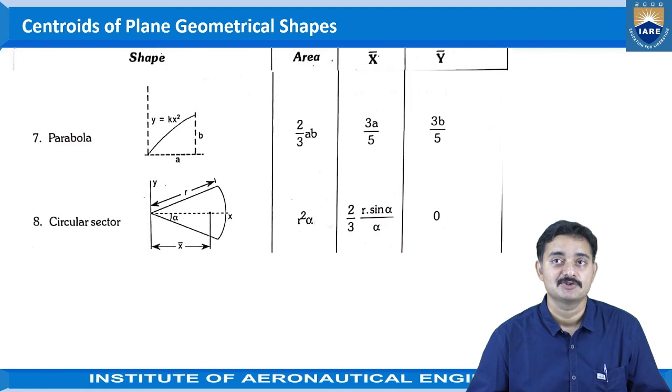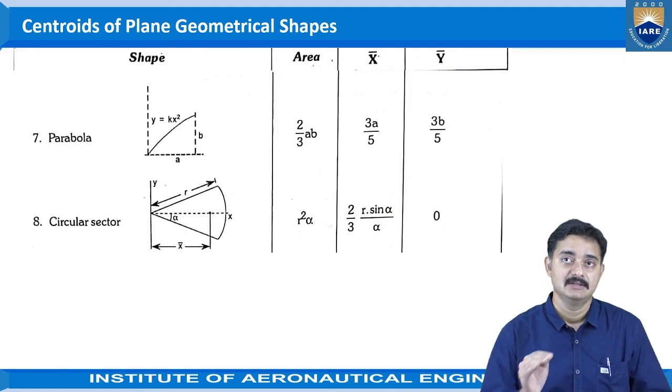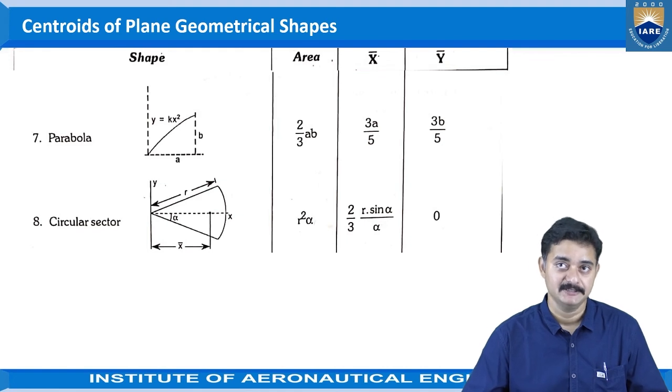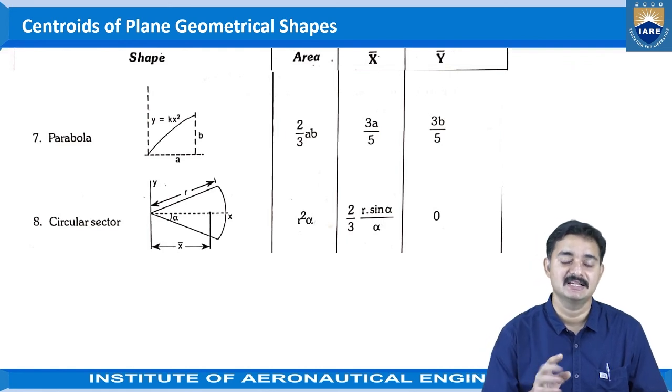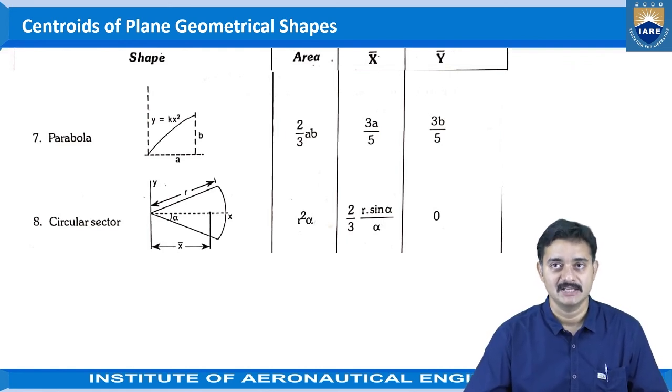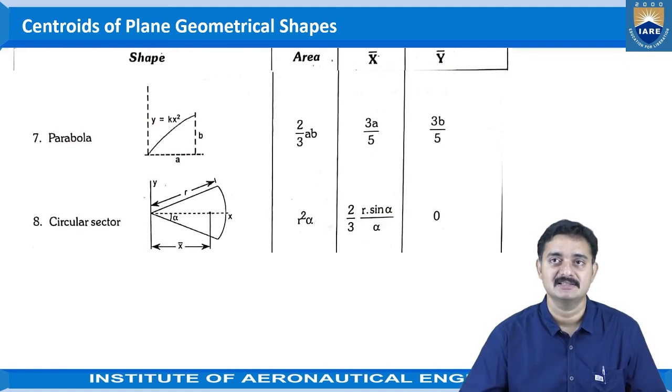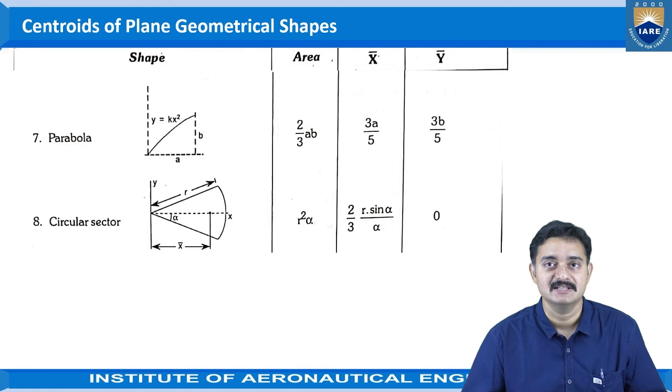And the y bar shown here is 0, because the x-axis being considered here passes through the centroid of the object, so there is no distance of the centroid from the x-axis. That's the reason y bar is considered as the 0 value.